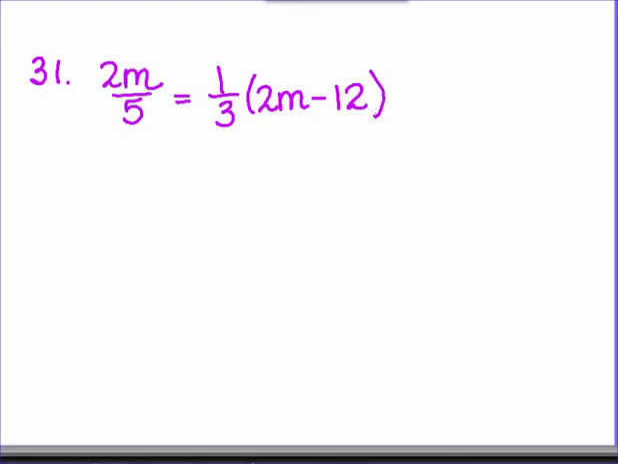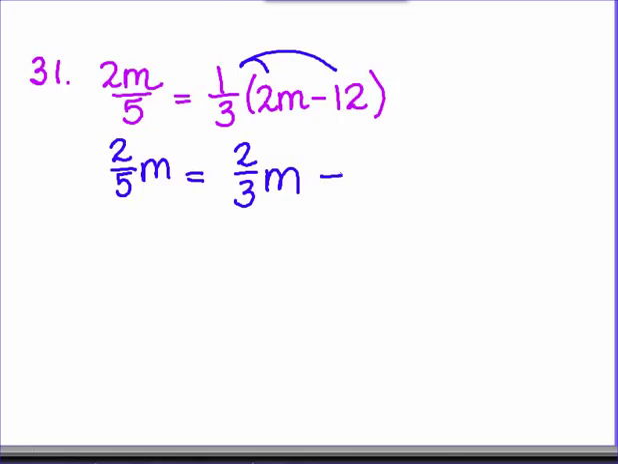All right, so what would be the first thing to do here? Distribute, good. And so I'm going to write this as 2/5 m. Notice how you can do that: 2m over 5 is the same as 2/5 m. I'm going to distribute, so when I distribute the 1/3 times 2m, what does that give me? 2/3 m. For those of you wondering, just take 1 times 2, and that will give you 2 over 3.